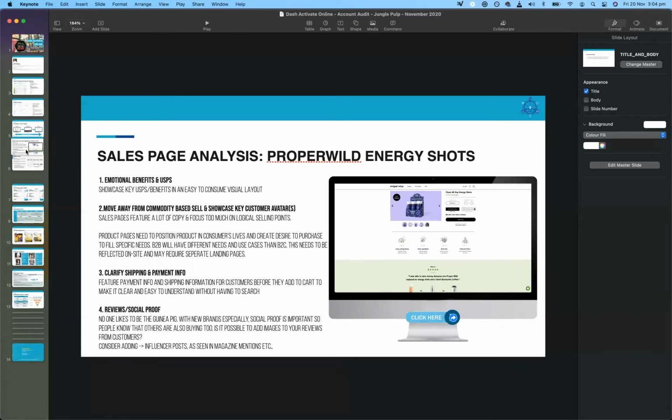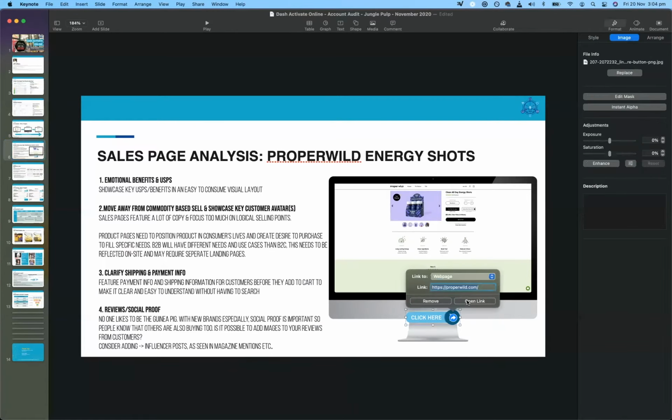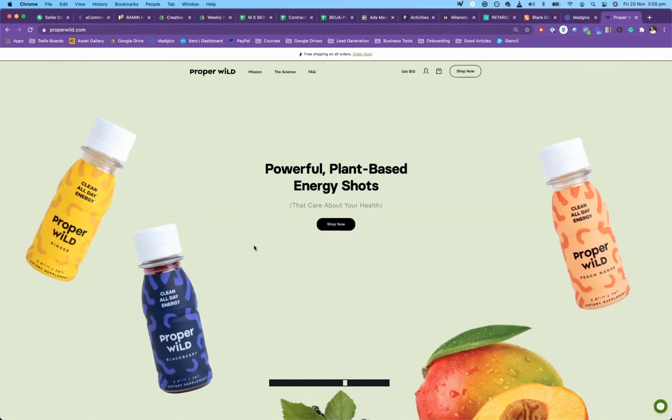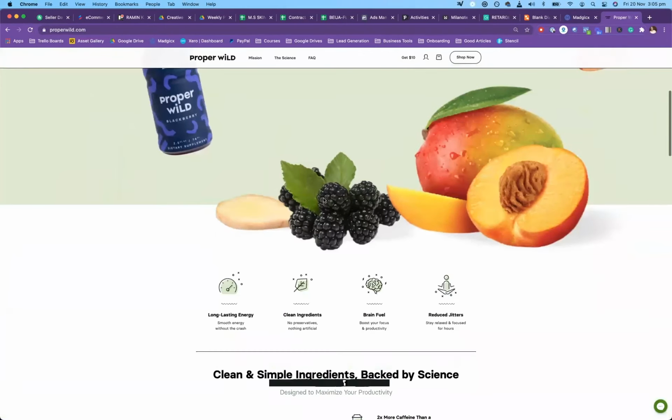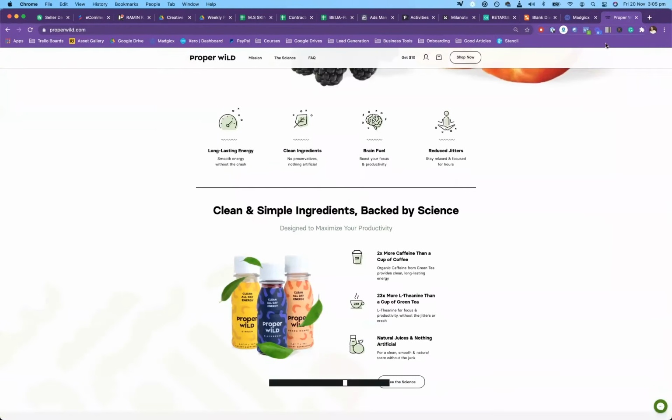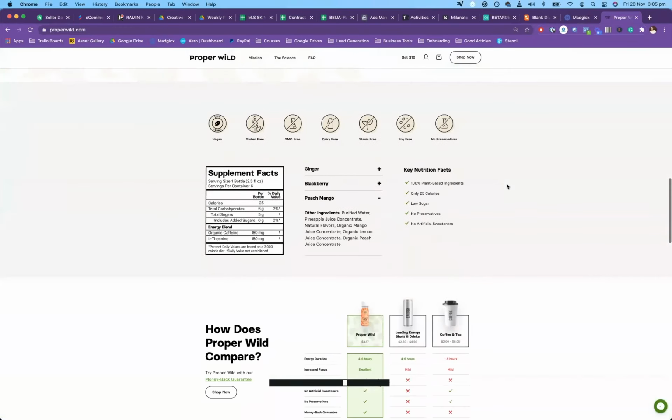I'll actually move this slide further up. So I don't know if you're familiar with this brand called PROPERWILD. I don't know if you've seen them before. Actually, cool. So they do these juice-based energy shots. So it's not identical to the niche you're in, but it's very similar. The thing that you'll notice on their homepage as you scroll down, it's very visual. It doesn't require people to read a lot.